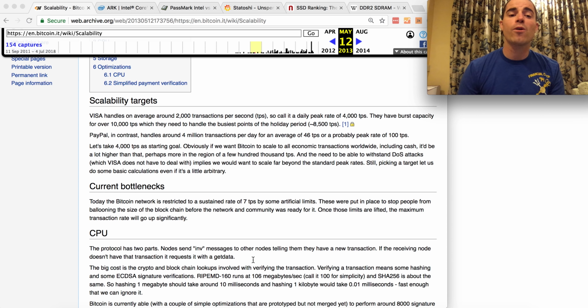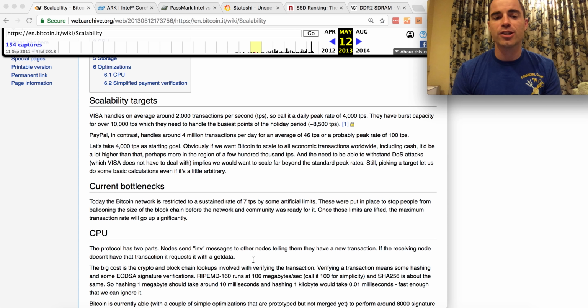So let's take 4,000 transactions per second as a starting goal. And keep in mind that Bitcoin today, BTC, is doing about 3 transactions per second maximum. Bitcoin Cash can already do in the ballpark of 100 transactions per second on chain. But again, this is back from May of 2013, before there was any such thing as Bitcoin Core or Bitcoin Cash. So anyhow, 4,000 transactions per second is the starting goal.